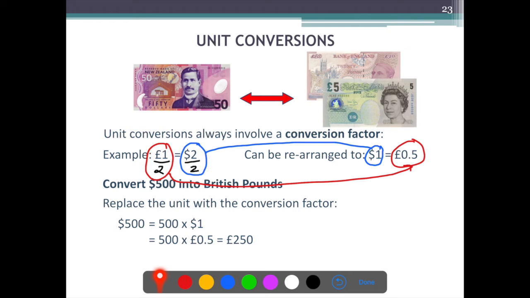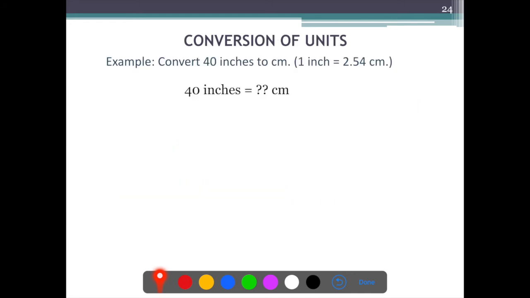Right, let's do another conversion, and hopefully that will become clearer. We want to convert 40 inches to centimeters. You know that 1 inch is equal to 2.54 centimeters. So how many centimeters are there in 40 inches? I'll give you a few minutes to try and solve this by yourself, or you can pause the video and come back, and then we'll look at the solution.